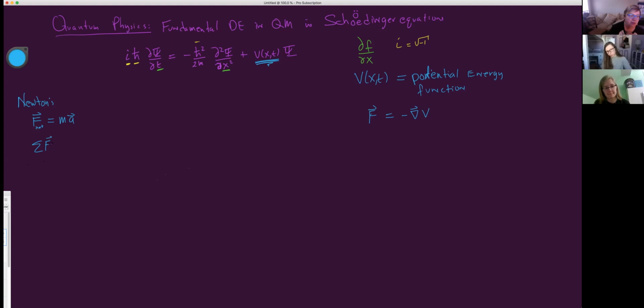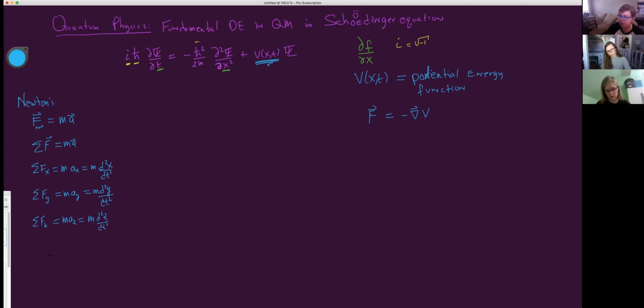So this is three equations. For instance, the sum of the forces in the x direction is equal to m a in the x direction, which is m d squared x dt squared. The y equation is the sum of forces in the y direction is m a in the y direction, which is m d squared y dt squared. And the sum of F in the z direction is m a(z), which is m d squared z dt squared. So it's three differential equations in one.